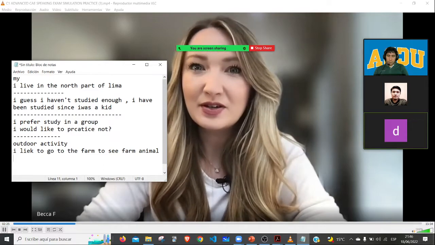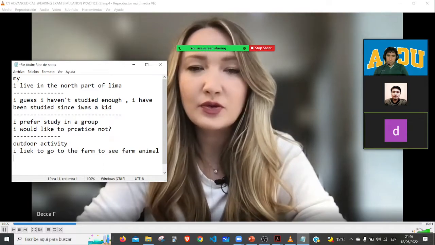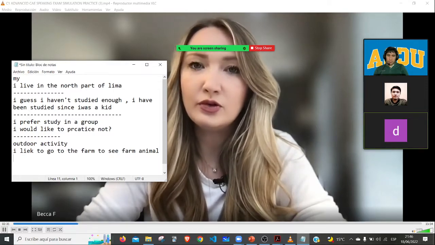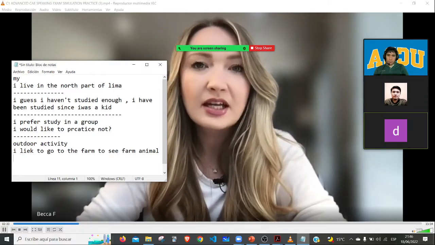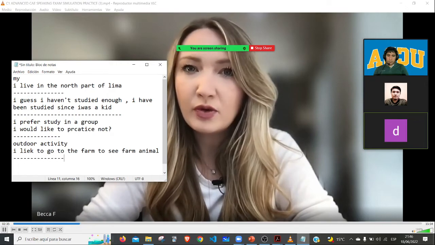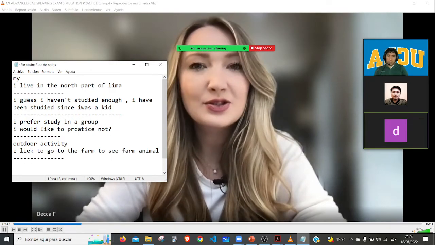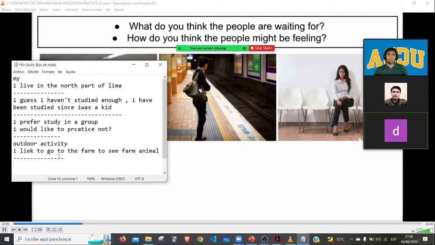In this part of the test, I'm going to give each of you 3 pictures. I'd like you to talk about 2 of them on your own for about a minute, and also to answer a brief question about your partner's pictures. Candidate A, it's your turn first. Here are your pictures. They show people waiting for something. I'd like you to compare 2 of the photographs and say what you think the people are waiting for and how they might be feeling.